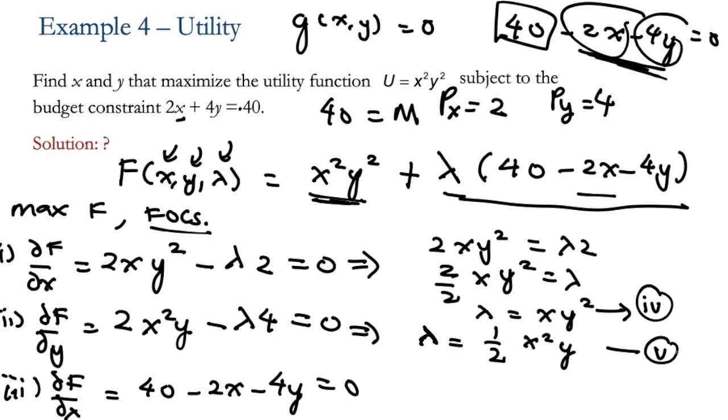Okay? Once this is done, then we set 4 equal to 5. We can do that. So I'm not following the textbook method here, but of course the question comes from the textbook. So when you set this equal to this, so what do you have? xy squared equal to x squared y.